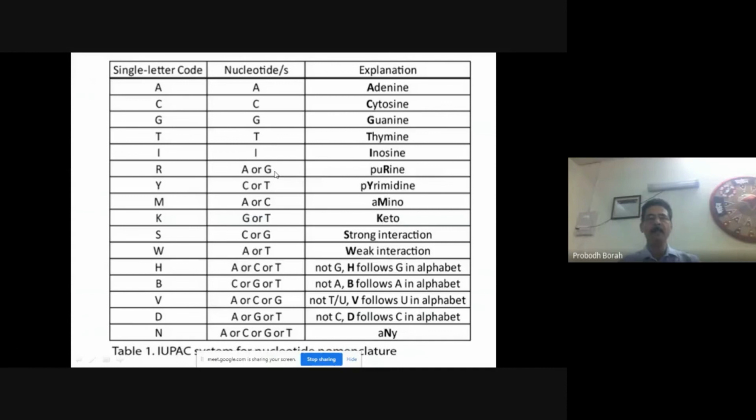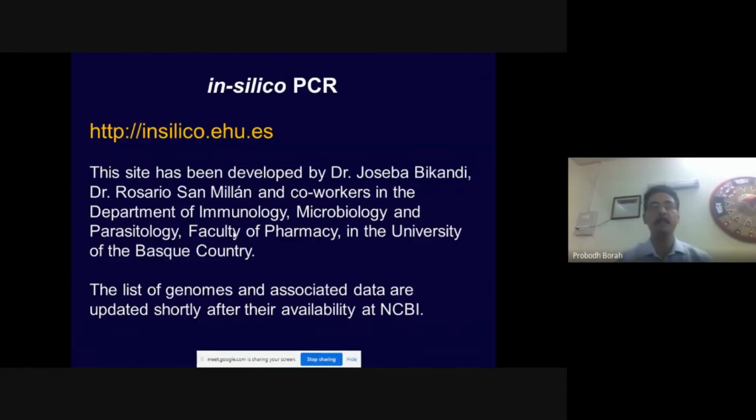If it is to represent A or G, that means a purine, then it can be represented by R. A pyrimidine, C or T, can be represented by Y. Then amino group containing nucleotide A or C, amino nucleotide, may be represented by M. Keto nucleotide may be represented by G or T. Similarly, there are many other options available. So then those primers will be called degenerate primers.